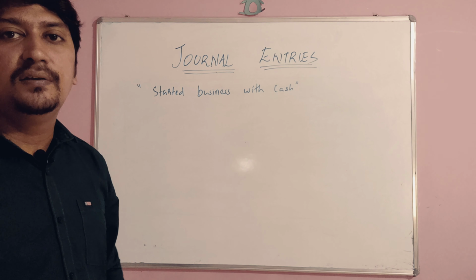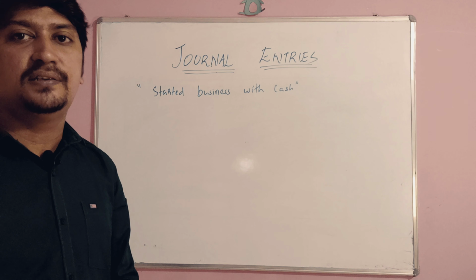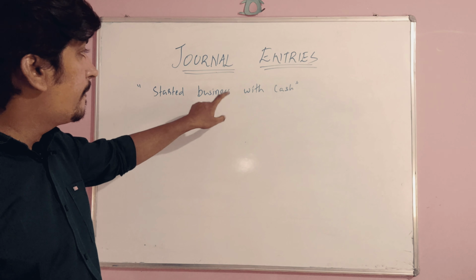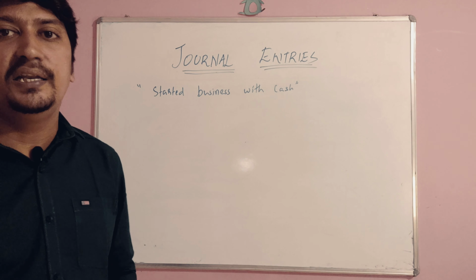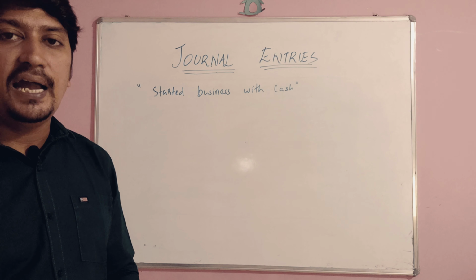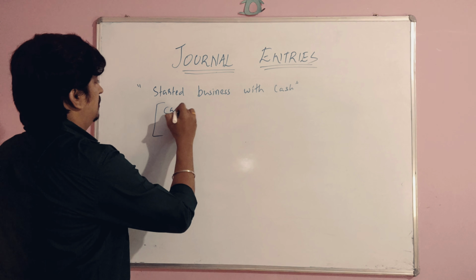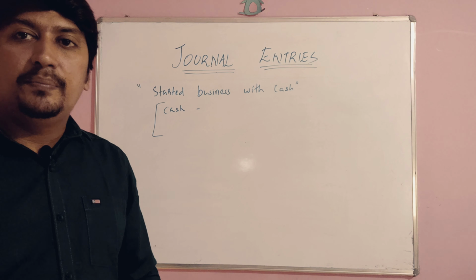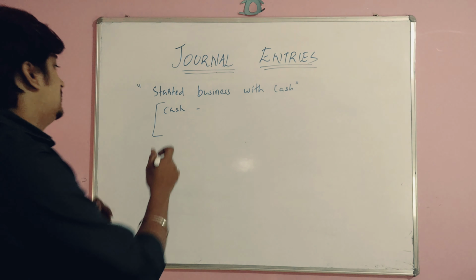So the first step is we have to find out the two accounts affected by the two effects of the transaction. Here the owner starts a business and he invests cash in the business. So the one account affected is, business receives cash from the owner. So that is the first account affected, the cash account. The money so given by the owner is called the capital. That is the second account affected.